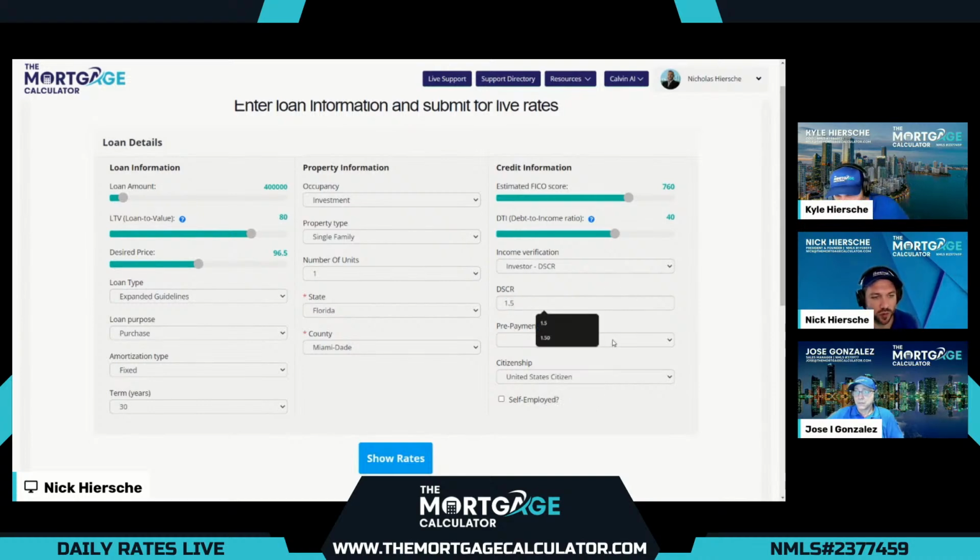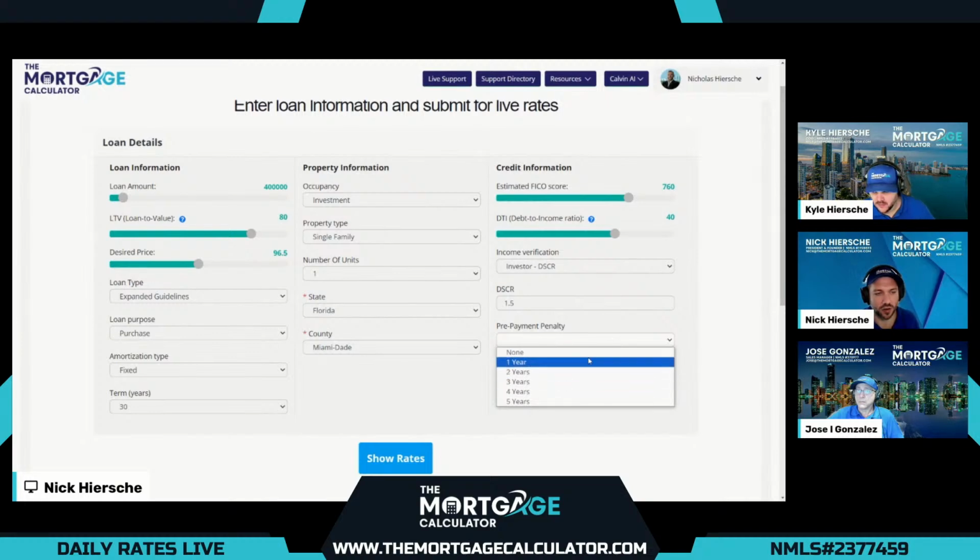But for the demo, we always put 1.5 so that all the best options pop up. And finally, a prepayment penalty is standard on these programs. 3 years is what we always use. There are options for no prepay that does cost more and limit what shows up.